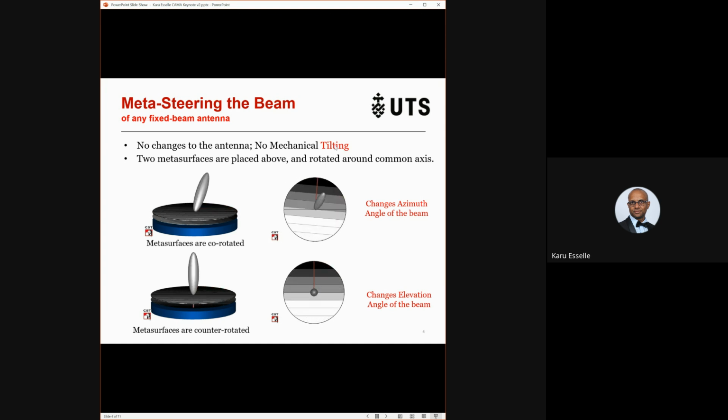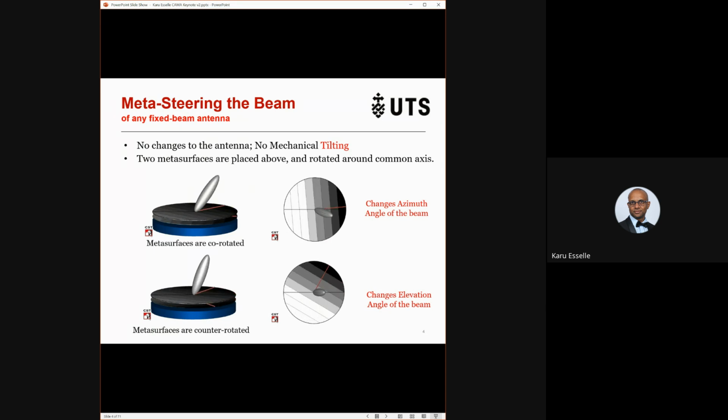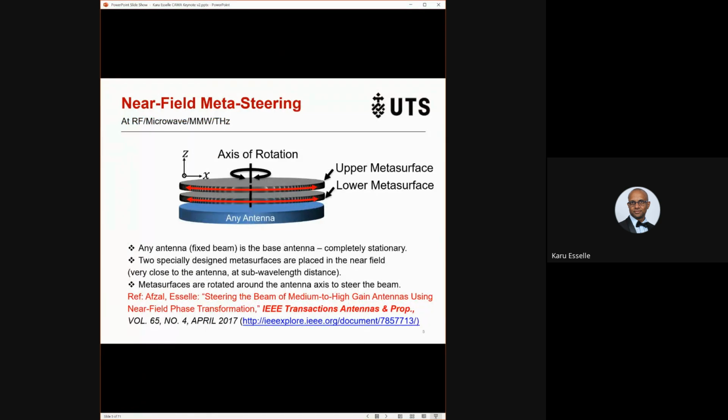Also, there's no mechanical tilting, so it doesn't take space. The whole system is low profile, can be concealed by a box, and that is basically what is now called metasteering. So we will find some more details about this. It works and has been applied.